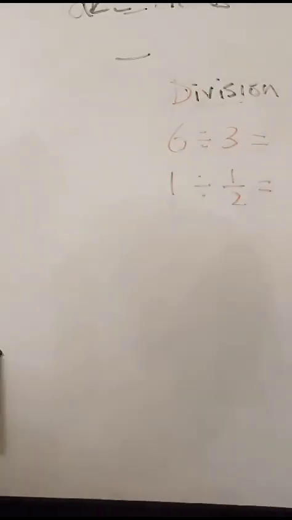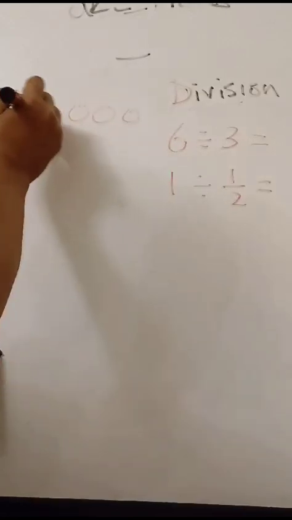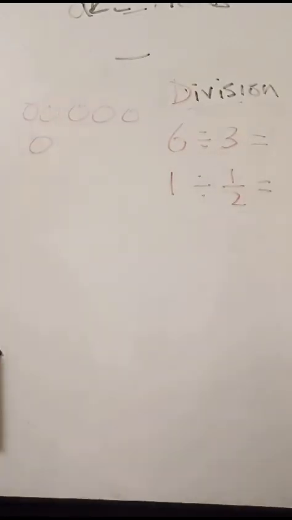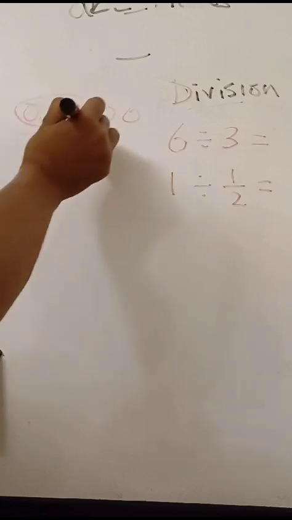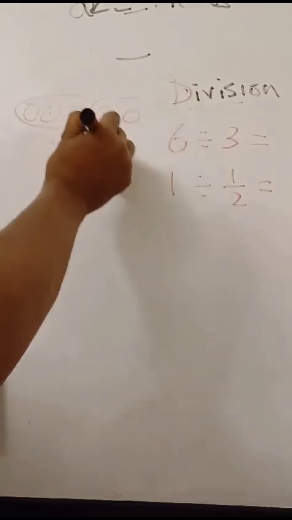6 divided by 3. Let's suppose that we have 6 pizzas: 1, 2, 3, 4, 5, 6. We want to divide them into groups of 3s. Each group will have 3. So the first group will have 1, 2, 3. This is the first group, and the second group will have 1, 2, 3.